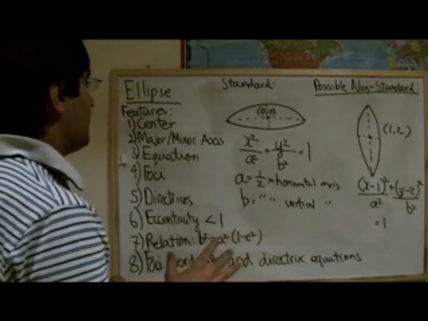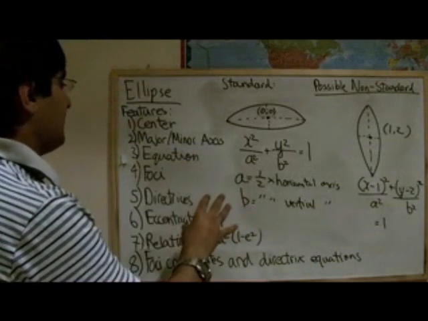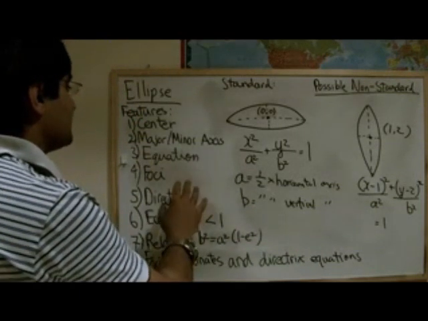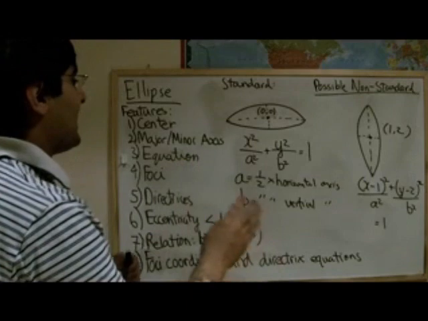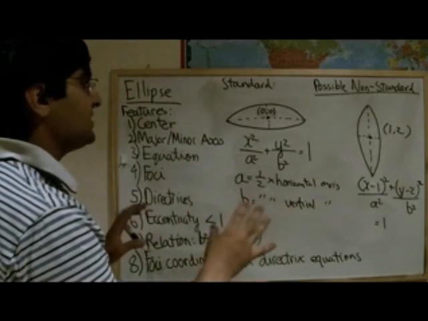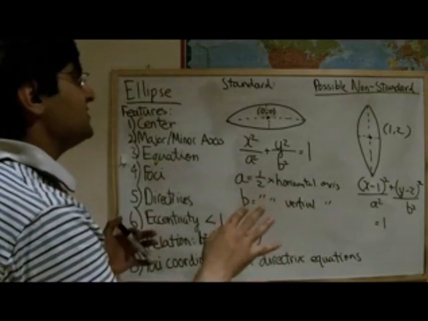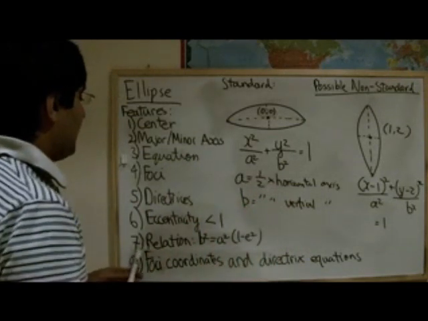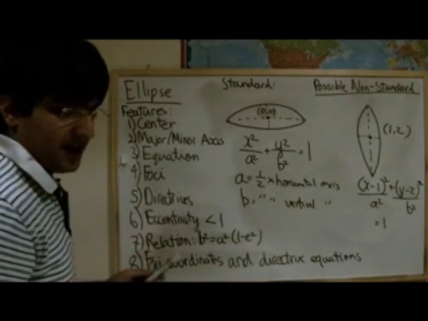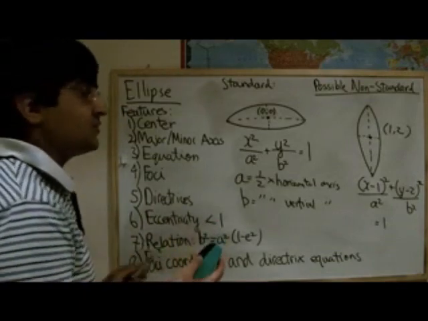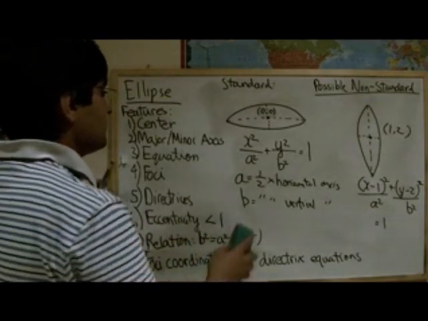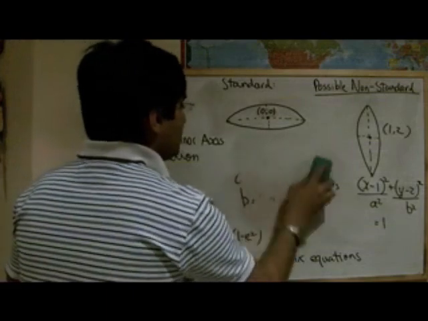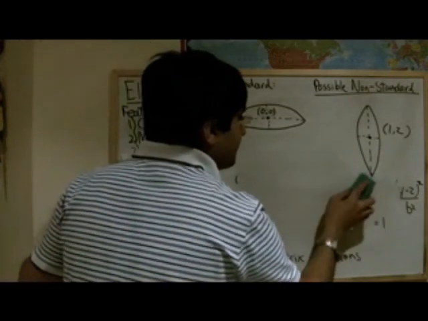So we've talked now about some of the basic features of ellipses: the center, the major and minor axes, the equations, and how those features may vary slightly when it comes to standard and non-standard ellipses. Alright? Now we're going to talk about foci. We talked about the focus when it came to parabolas. Now we're going to discuss foci in the context of ellipses.